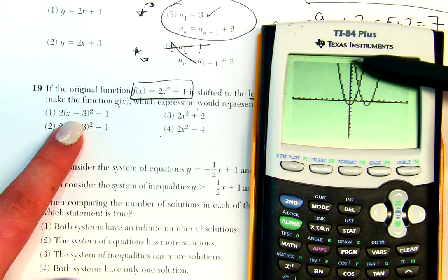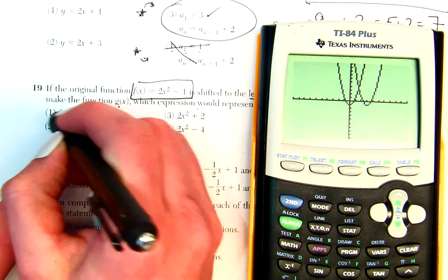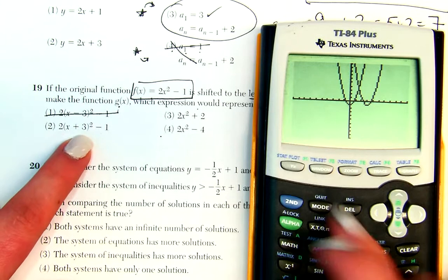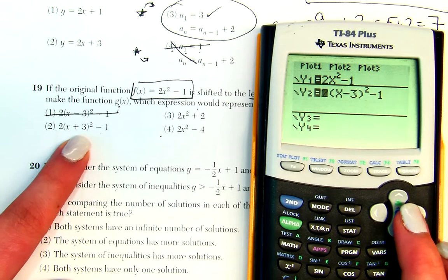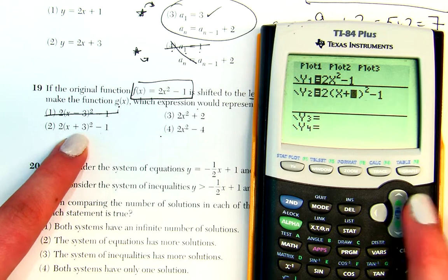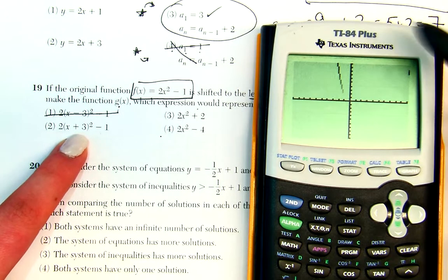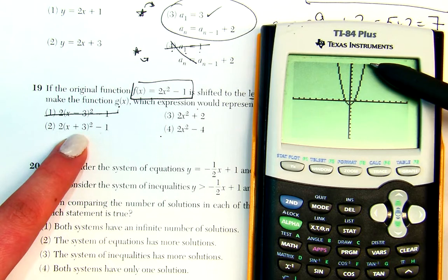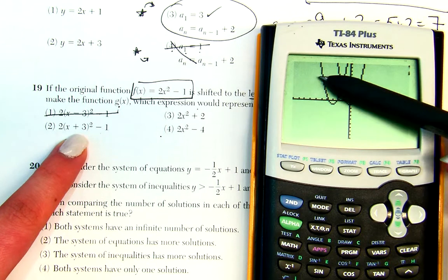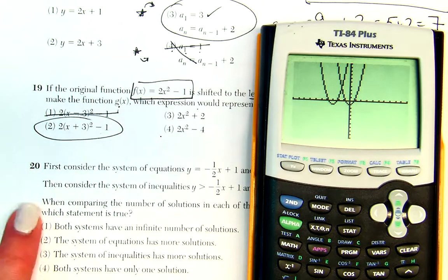That's our original. And y2 was shifted to the right. We don't want it shifted to the right. We want it shifted to the left. So I'm going to go back to y equals, change y2 to be 2 times x plus 3 squared minus 1. And then I take a look at the graph. Once again, this is y1. Now let's see where the second one is plotted. To the left 3. That's what I'm looking for.